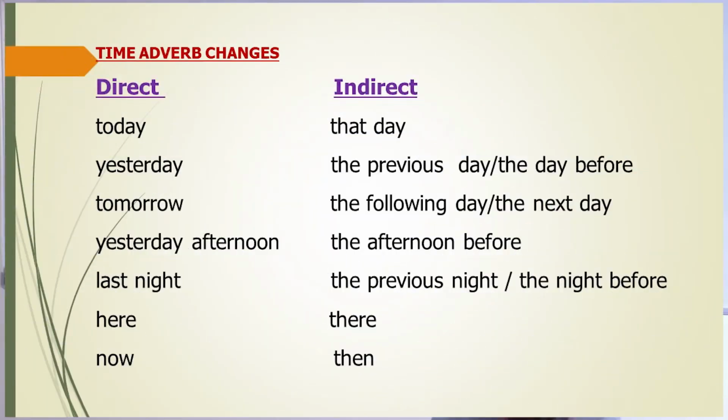So let's look at the time adverb changes. The word today in the direct speech changes to that day in the indirect speech. The word yesterday changes to the previous day or the day before. The word tomorrow changes to the following day or the next day. Yesterday afternoon changes to the afternoon before or the previous afternoon. Last night changes to the previous night or the night before. Here changes to there, and now changes to then.